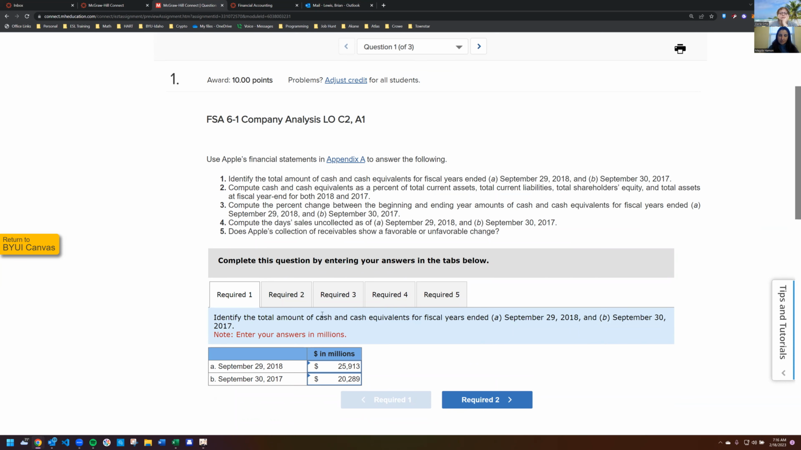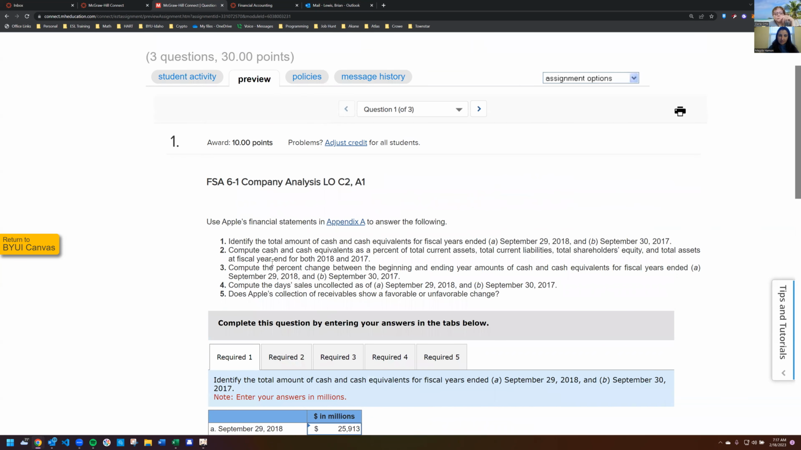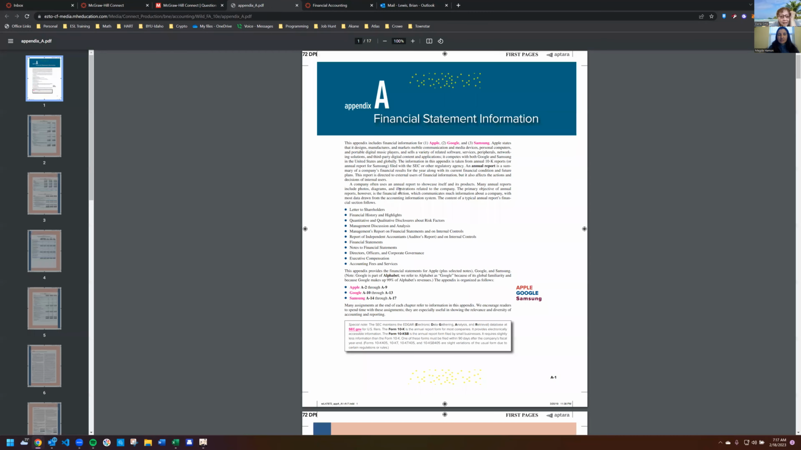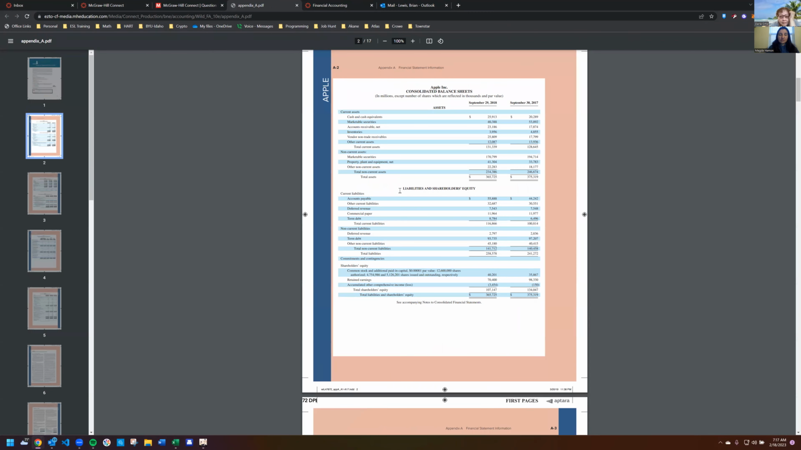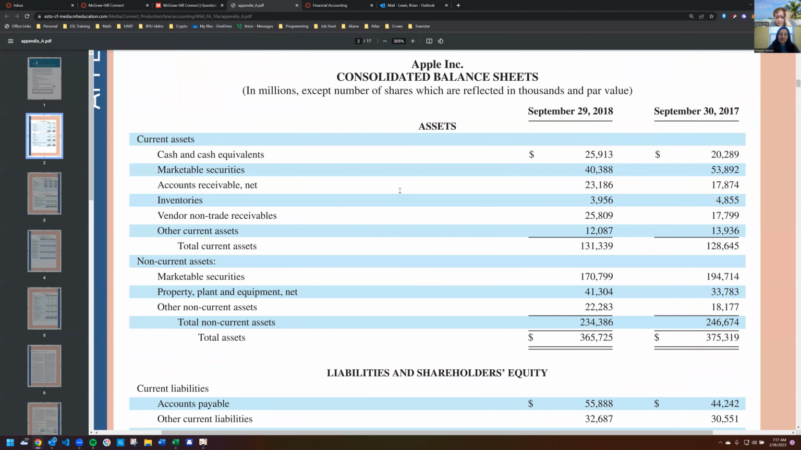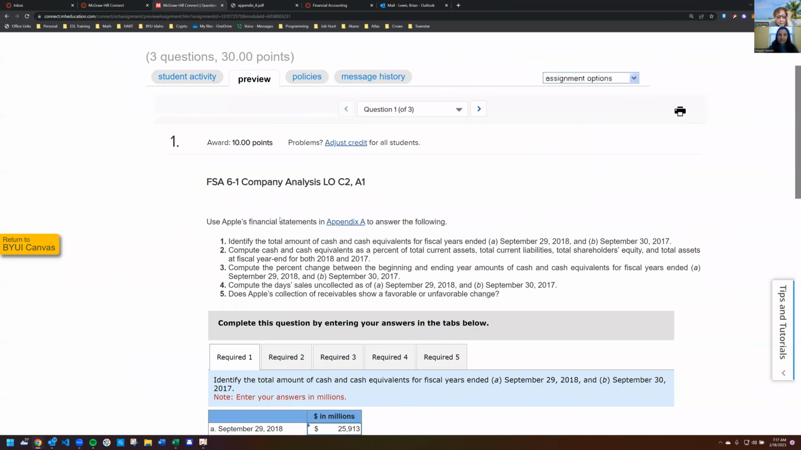I try not to look at the numbers when we're doing this, so let me just move this around a little bit. Okay, so identify the total amount of cash and cash equivalents for fiscal years ended 2018 and 2017. That comes from the financial appendix. Okay, that one's actually pretty simple. Identify the total amount of cash and cash equivalents for fiscal years ended 2018 and 2017, right?